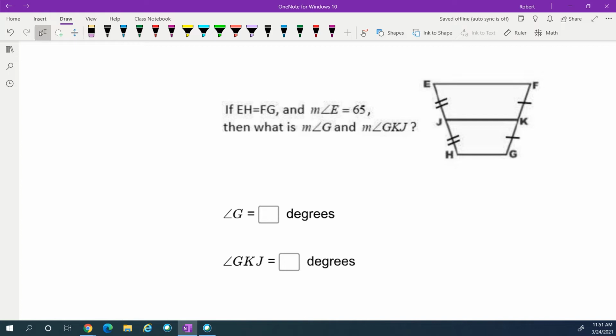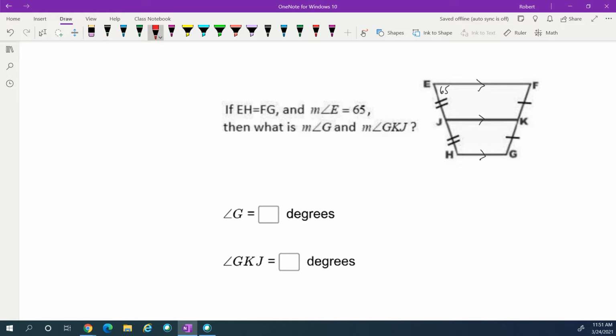So we have our trapezoid. That median or mid-segment is drawn in. It is important that we remember the bases are parallel, and the median or mid-segment, it's the same thing in a trapezoid, is parallel to the bases. We're given angle E is 65, and we're asked to find a few other things.